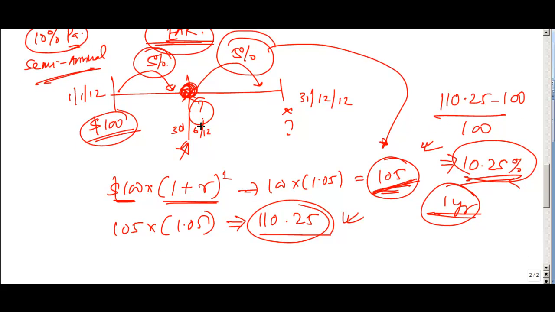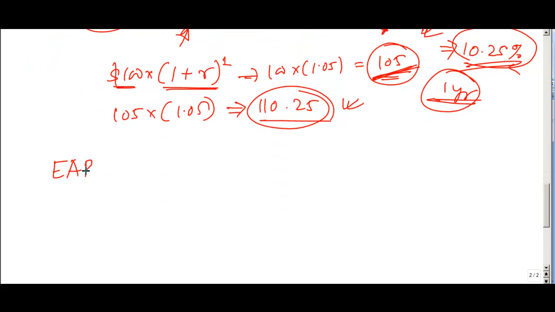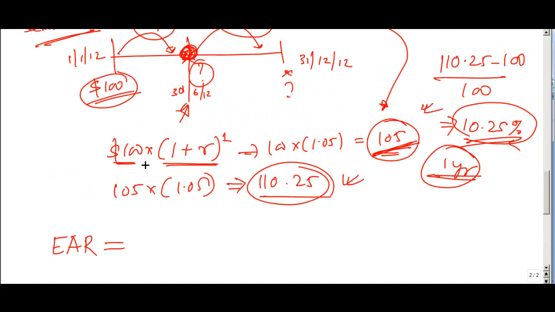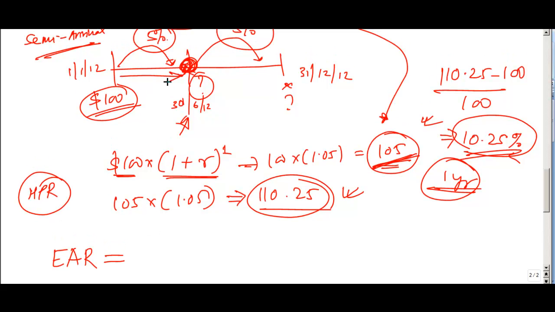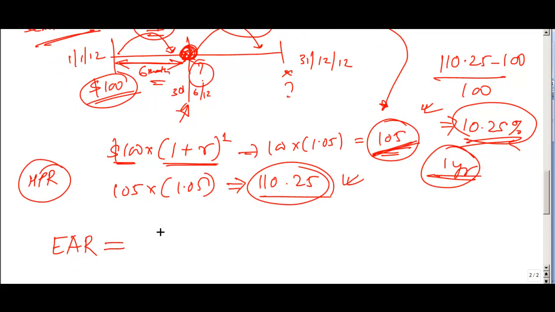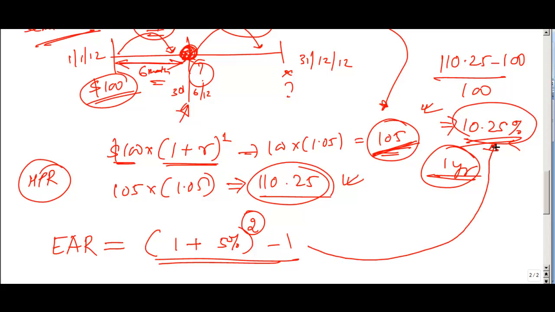Okay, now how to compute this effective annual rate? Effective annual rate formula is pretty simple over here. Only thing is we need to understand in terms of holding period return. Here if our holding period is 6 months, in 6 months we were generating 5% return. So over a 6 month period I was generating 5%, and total we have 2 holding periods. So my effective annual rate would be given as 1 plus 5% to the power 2 minus 1. If you compute, it will become exactly this value.